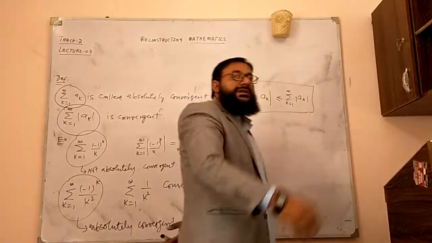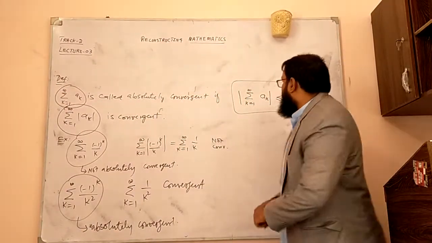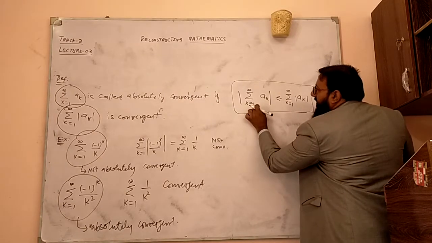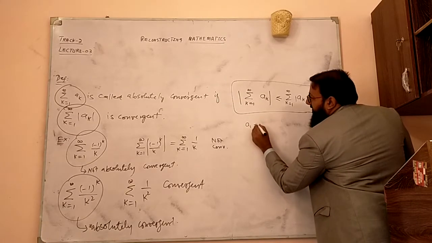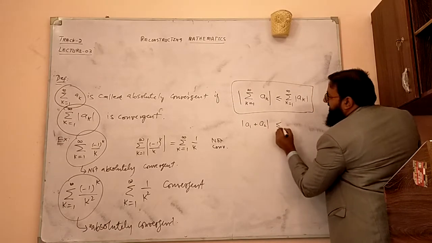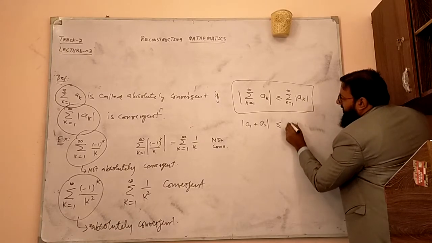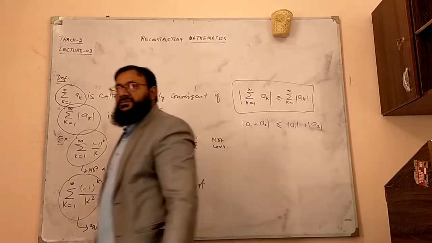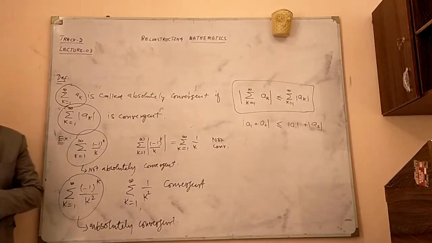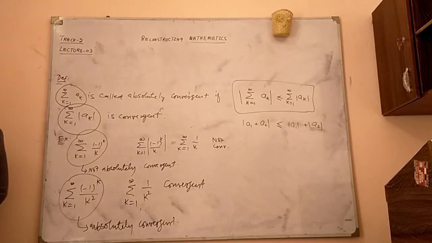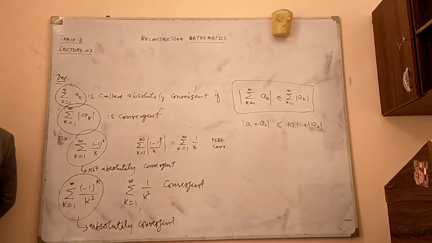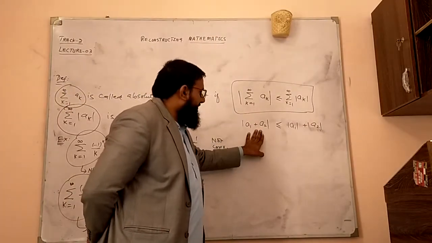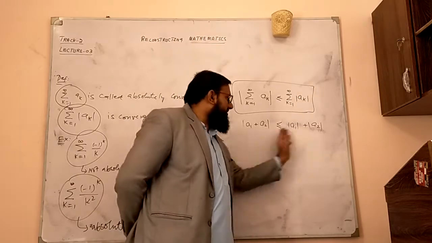It means from 1 to capital N, let's say. If I take the sum of only two terms, with k equal to 1 to 2, this becomes the absolute value of a1 plus a2, which is less than or equal to the absolute value of a1 plus the absolute value of a2. What is this called? Is this the triangle inequality? I think it is the triangle inequality. So this is the absolute value of the sum, and this is the sum of the absolute values. We call this the triangle inequality.